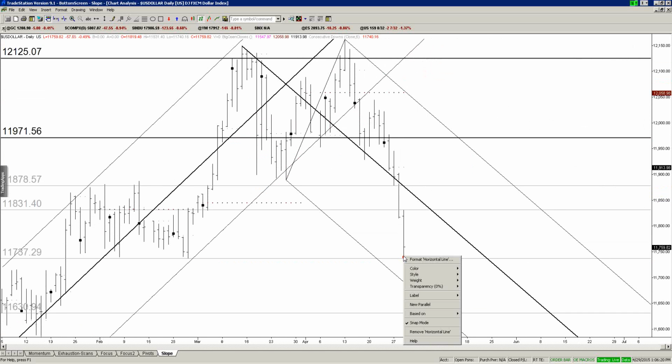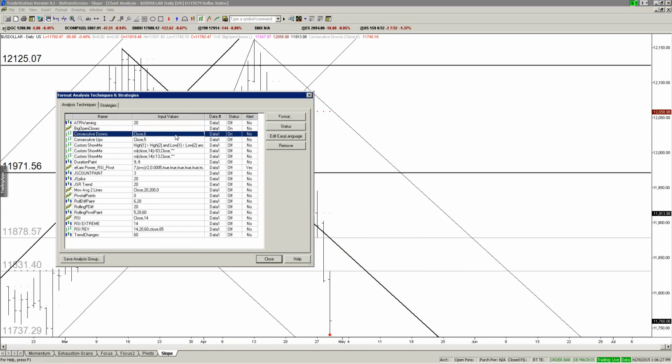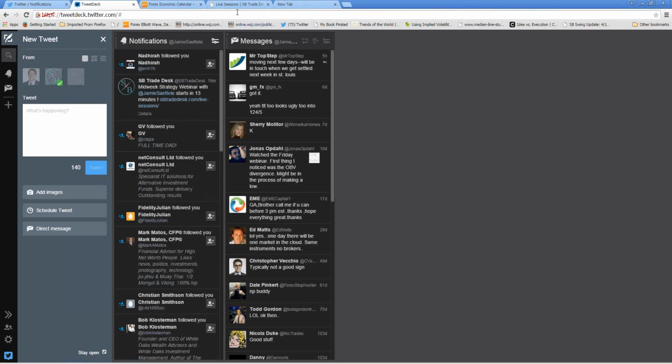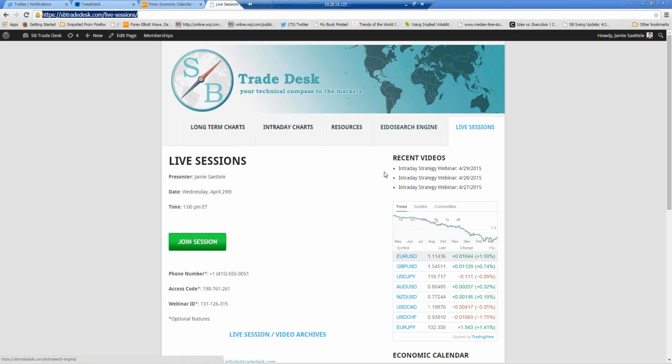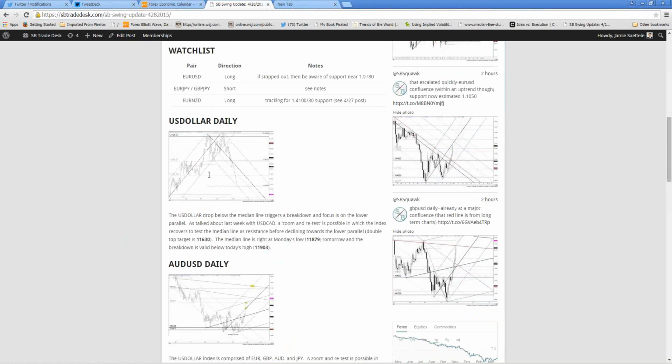All right, so what you want to do here, again, I'm not really changing at this point. I don't think it's necessary to change yesterday's strategy. If I can find last night's post, the dollar daily, we talked about the median line triggering a breakdown focused on the lower parallel. So that's still the case, obviously.